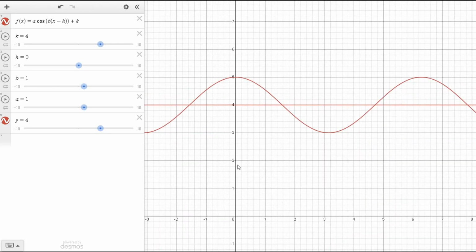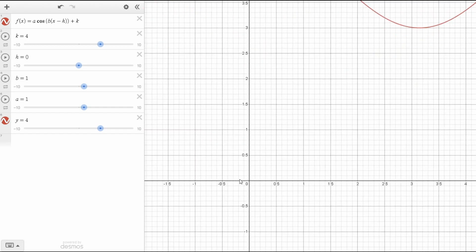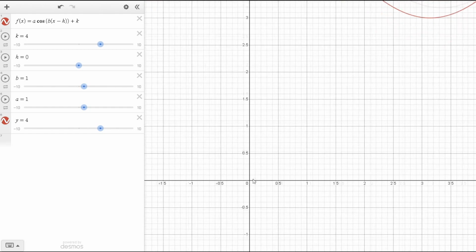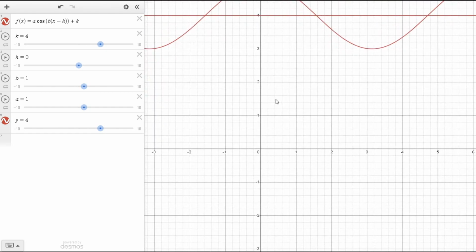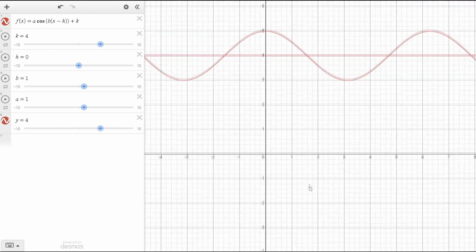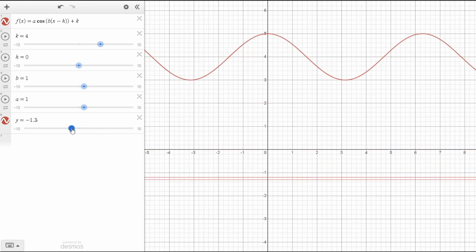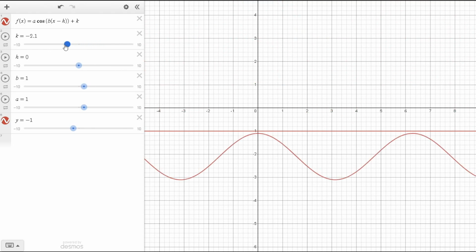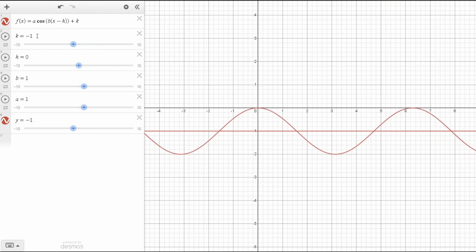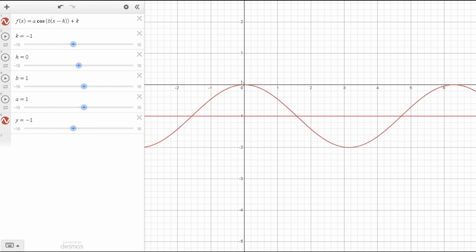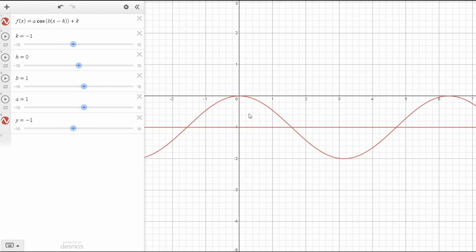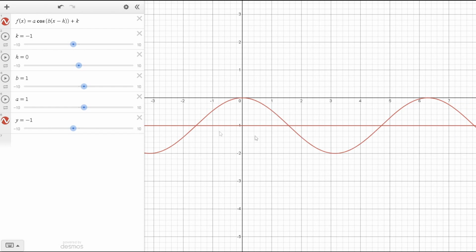It's my vertical shift. Now, we know that positive y is from 0 all the way to infinity. So if my k is negative, that means my function will definitely be below the x-axis. Let's see. So let's take it to negative 1. So if it's negative 1, now it crosses through the origin. So we have the shift.